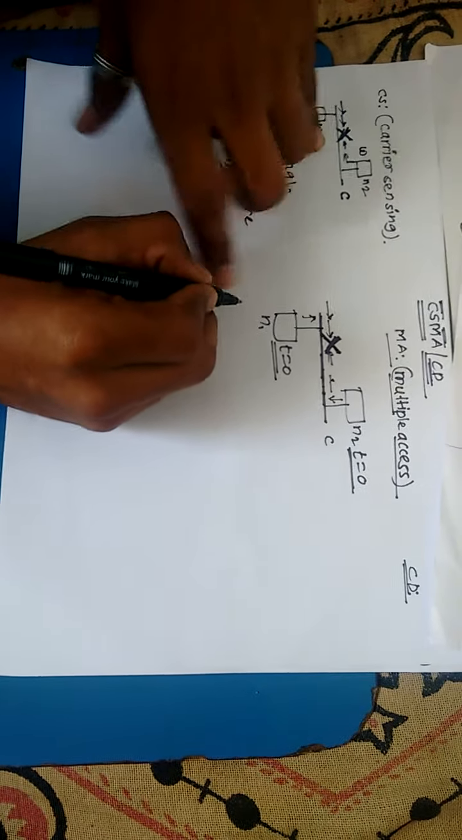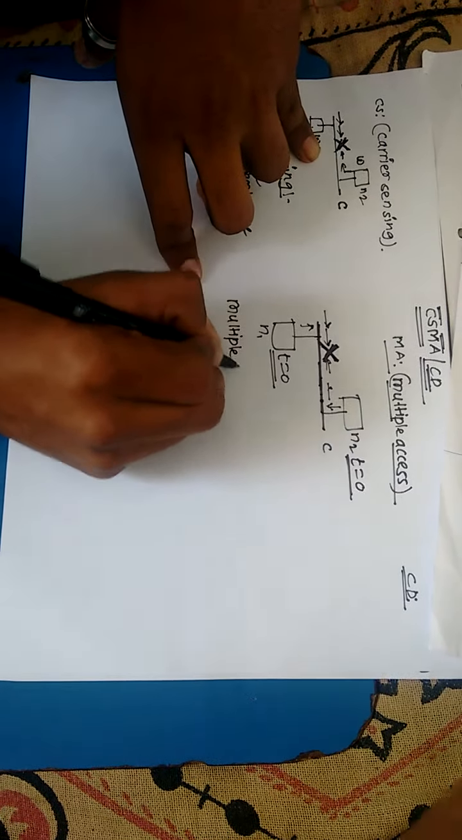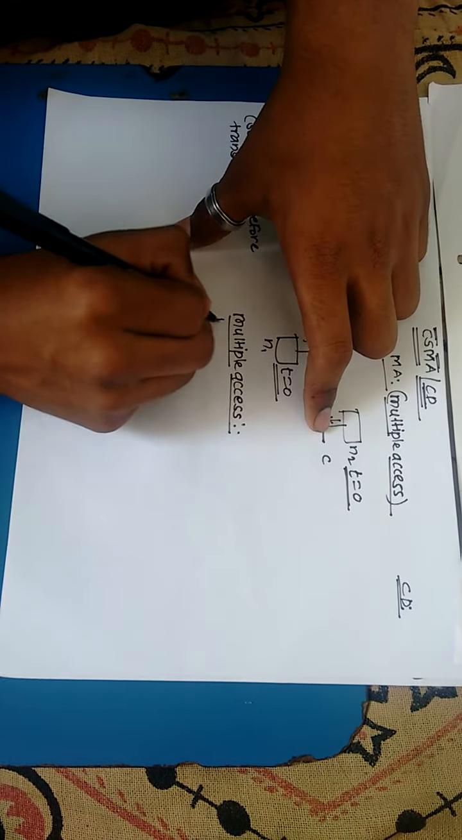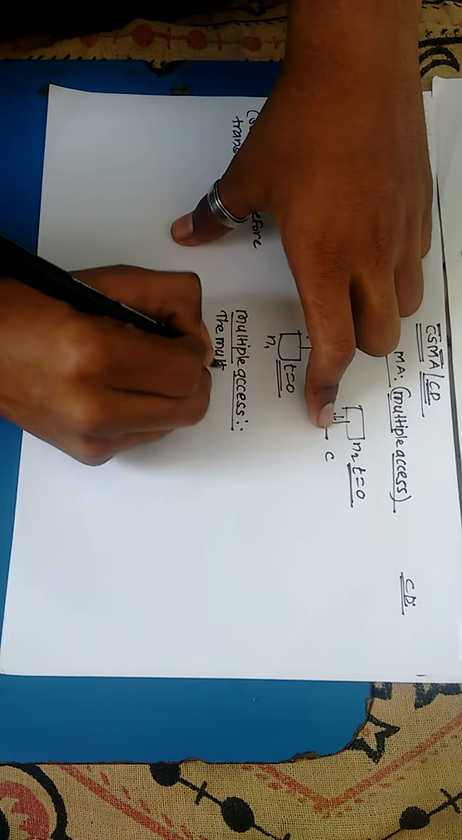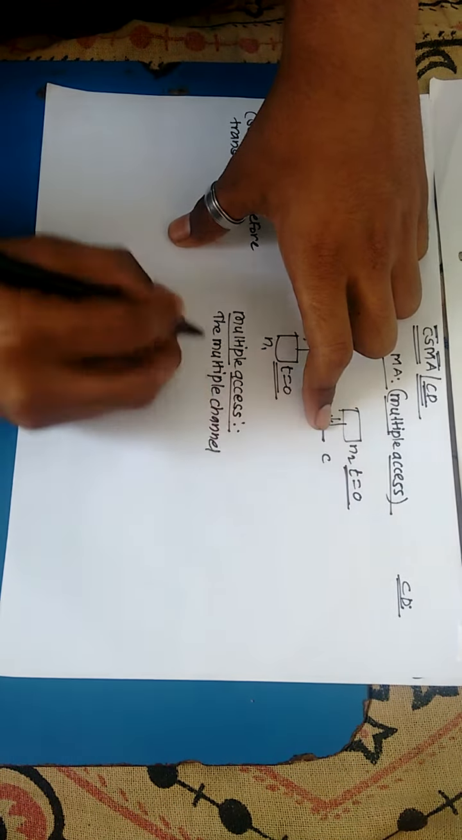So in multiple access, the key point is that multiple nodes access the carrier at the same time. This is multiple access.